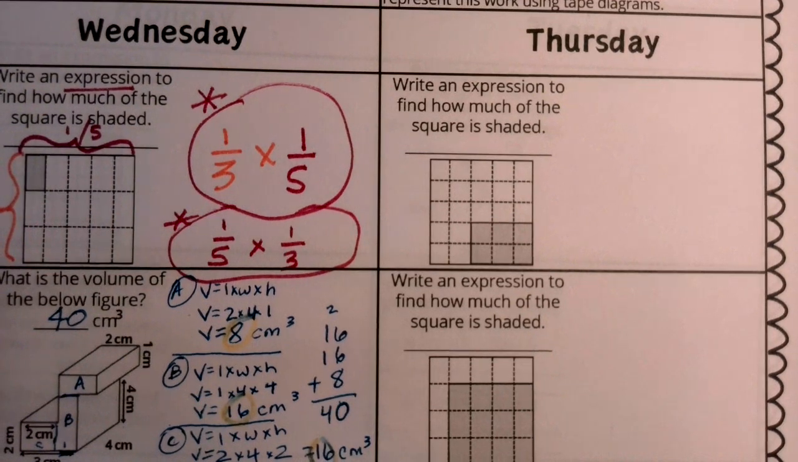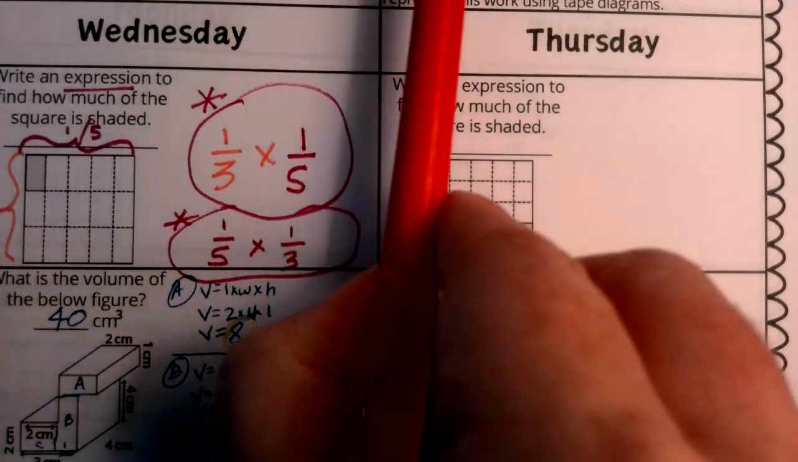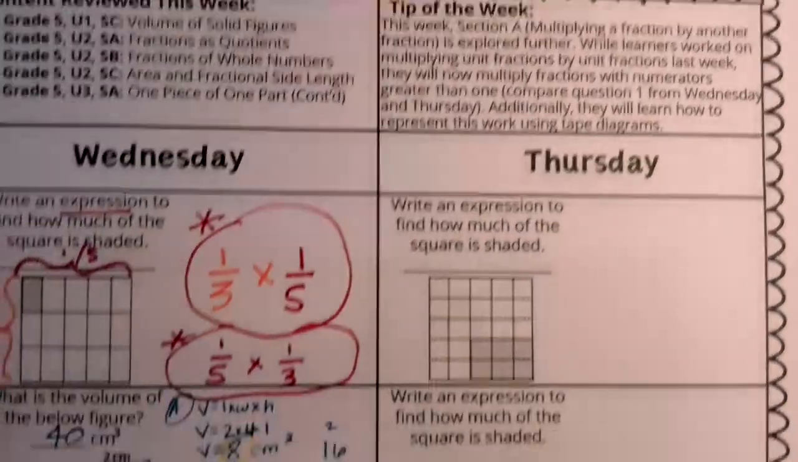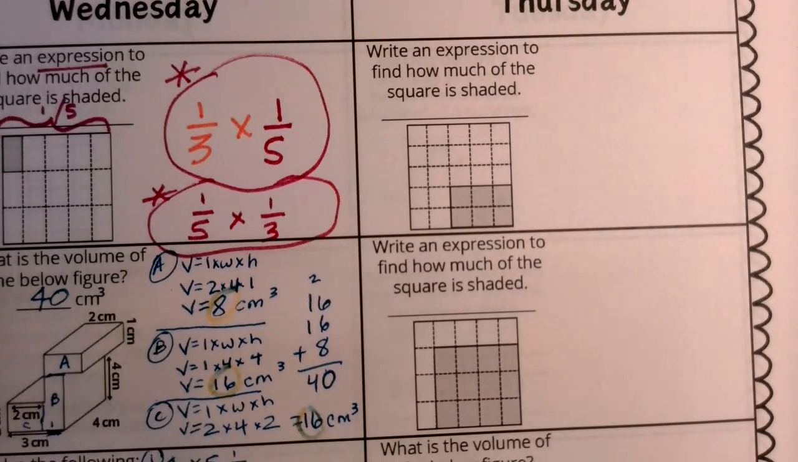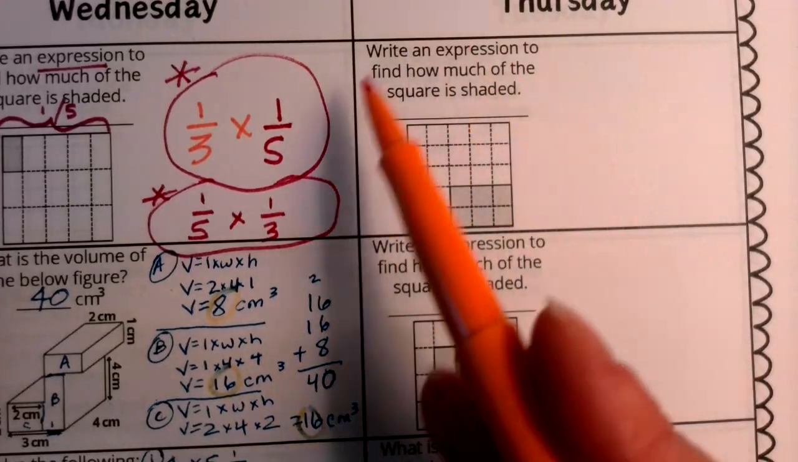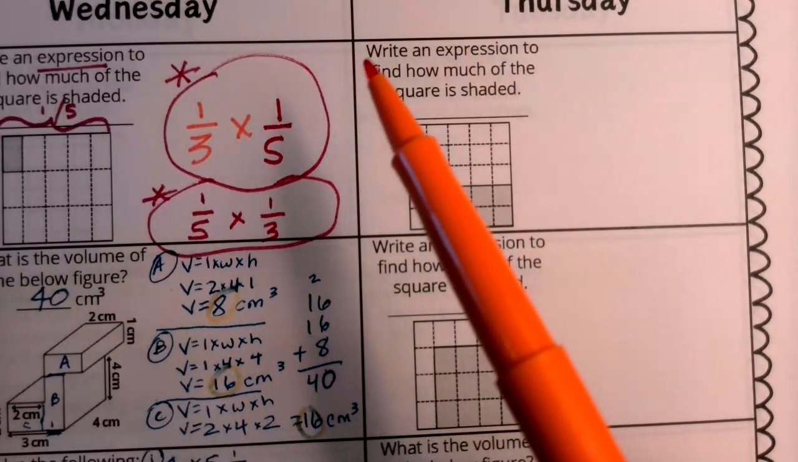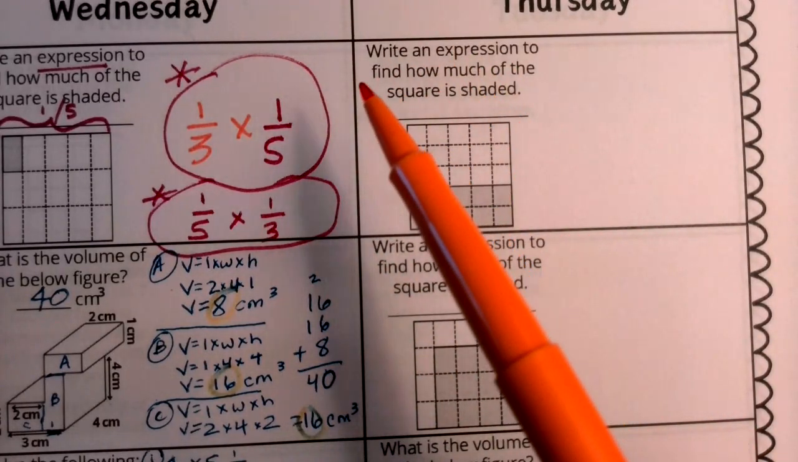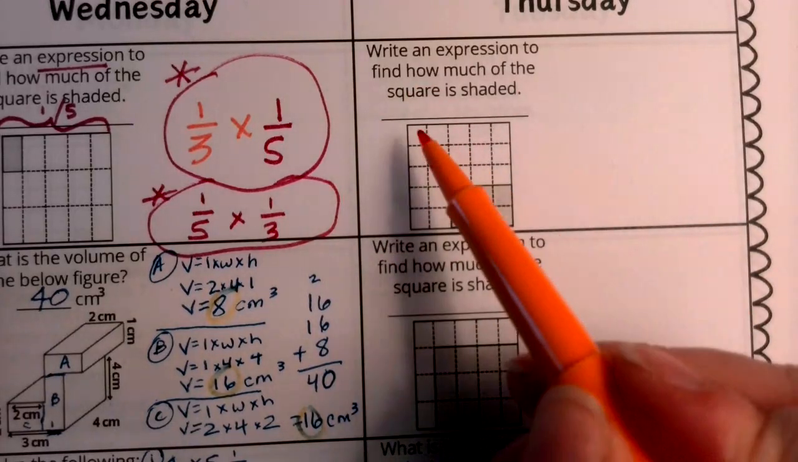Good morning, mathematicians. We are finishing out our week 12 Thursday column to finish out this week 12 today. And we are getting really good at these style questions. This says write an expression to find how much of the square is shaded.